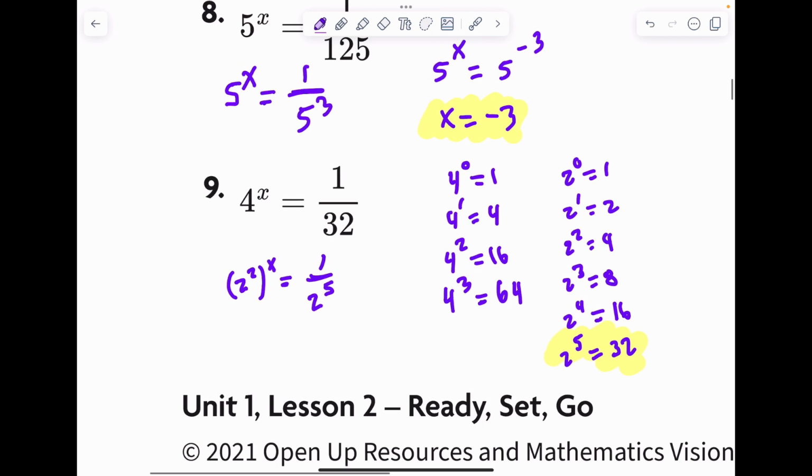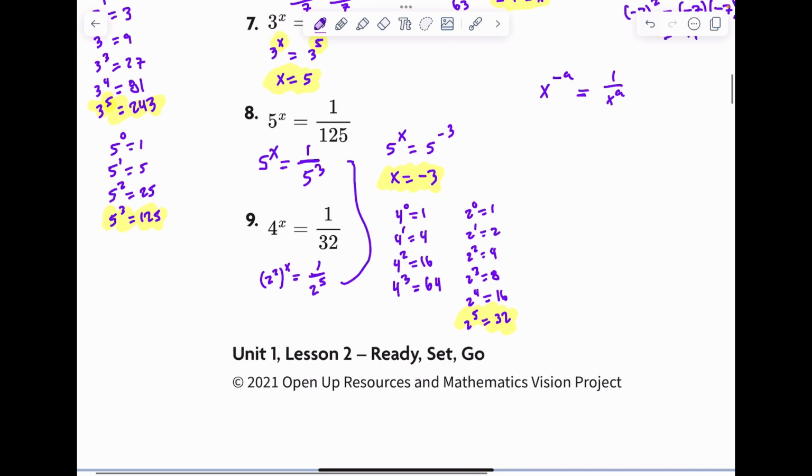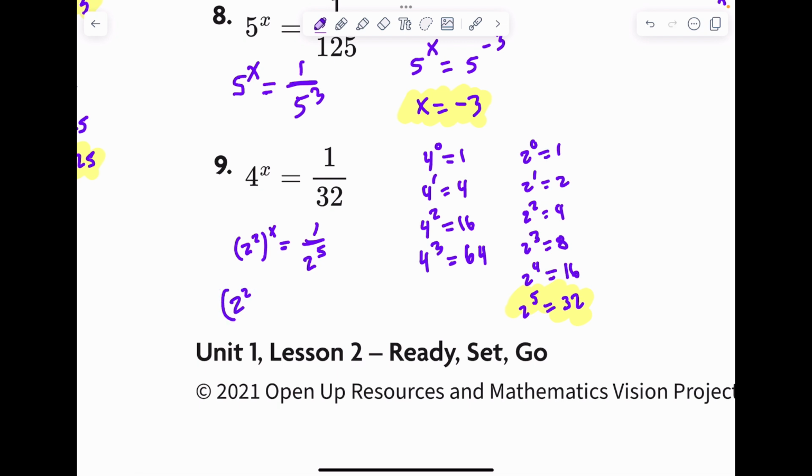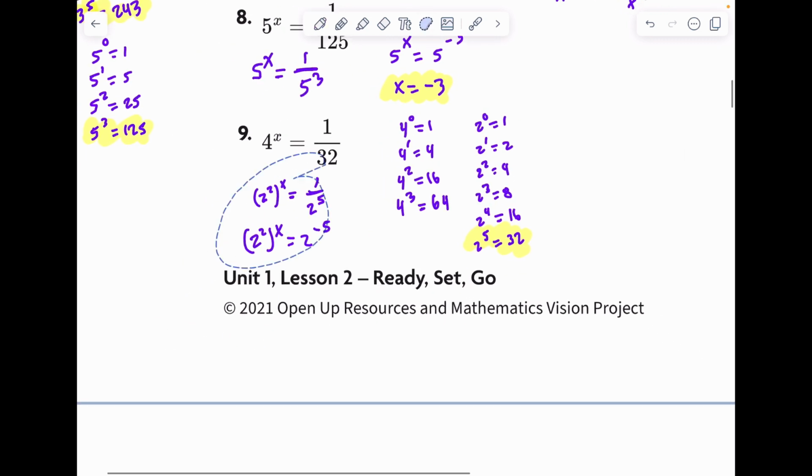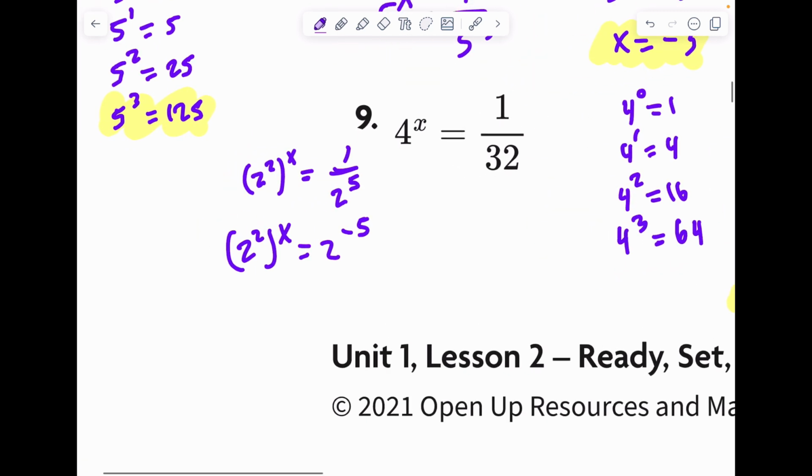So now let's go back and think about this other property we talked about, that I can rewrite 2 squared x is equal to 2 to the negative 5, okay? Now the last step we need to think about is, what is this? When I'm taking a power, I can multiply my exponents. When I multiply bases, I add exponents. When I'm dividing them, I subtract them. And in this case, I am taking into the power, so I'm multiplying. So I get left with 2 to the power of 2x is equal to 2 to the negative 5.